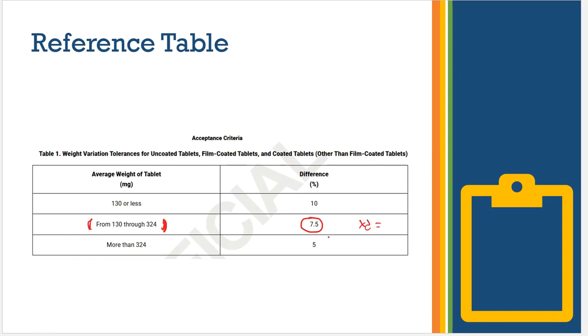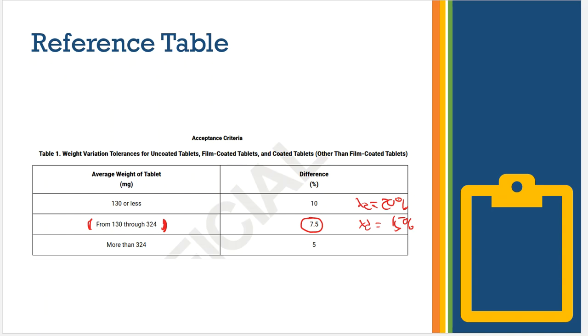So 7.5 times 2 is 15%. This is not quite 15. It's less than 15, so it's not going to automatically fail the entire batch of capsules or tablets, in this case a dietary supplement, but it came awfully close. If it was over 15 for this particular case, it would have. For 130 or less, if the difference is greater than 20%, it automatically fails the entire batch of tablets on its own. I don't need to do anything else.